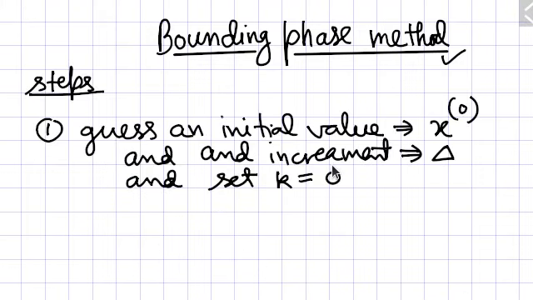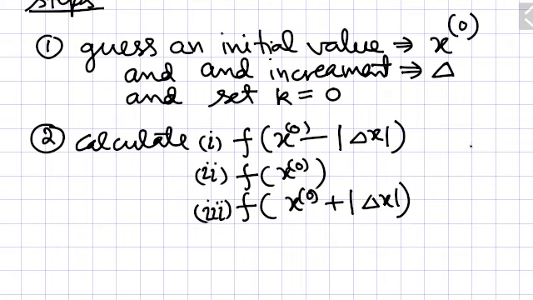This is the first step in the bounding phase method. First you need to guess some initial value of x from where you have to start, and what increment you will go. It is like the interval that we were using in the exhaustive search method. There is one more parameter, that is k, and in step 1 it is set to 0. Step number 2 is, now you calculate these 3 values.